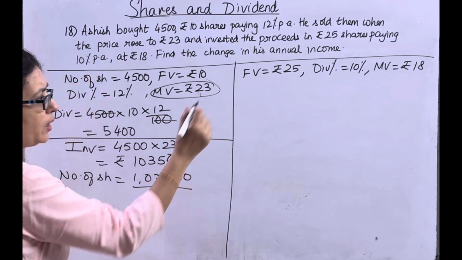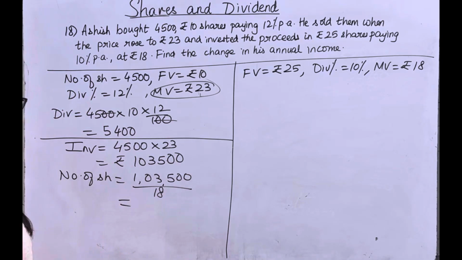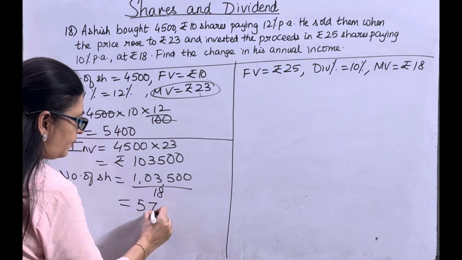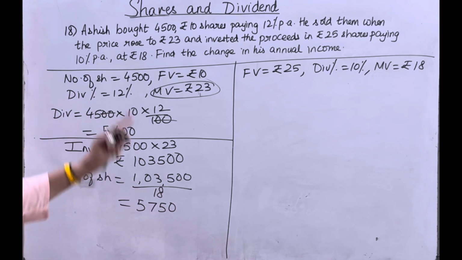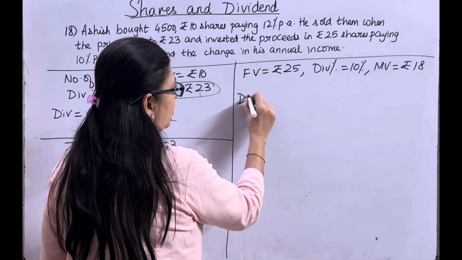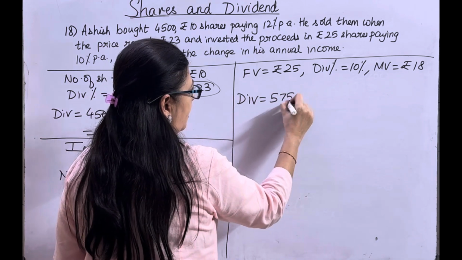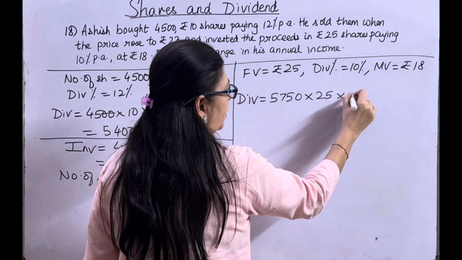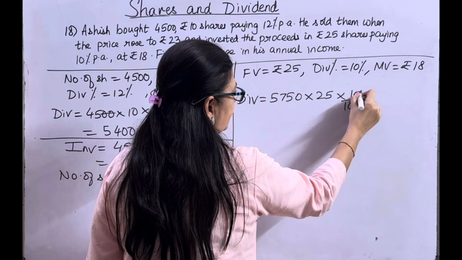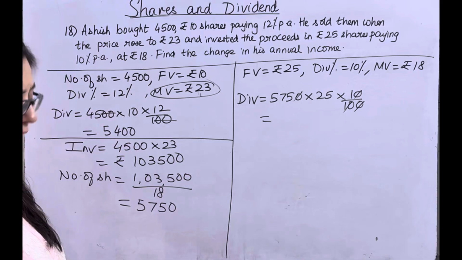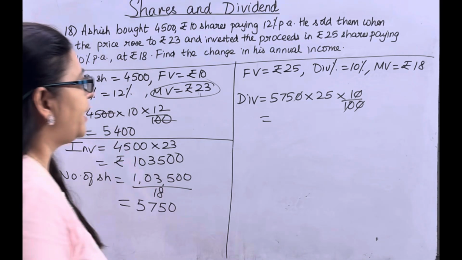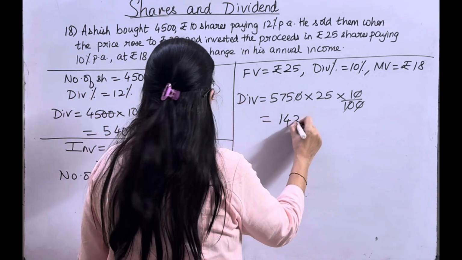1,03,500 over 18. So when you divide it, you will get the answer as 5750. The number of shares is 5750. Now you have to find the dividend. So dividend is equal to number of shares into face value into dividend percent. So 575 times 25, you will get rupees 14375.